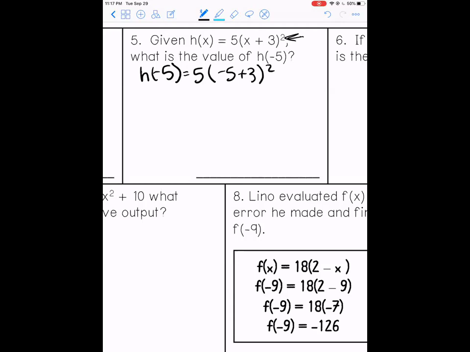Okay, order of operations. Think about PEMDAS. First, we're going to do what's inside the parentheses. Negative 5 plus 3. Well, they have different signs, so I'm going to subtract them and keep the bigger sign. So that would be negative 2 squared times 5. I did parentheses. Now I need to do exponents. Negative 2 times negative 2, which is what squared means, is 4 times 5. 5 times 4 equals 20. So h of negative 5 equals 20.